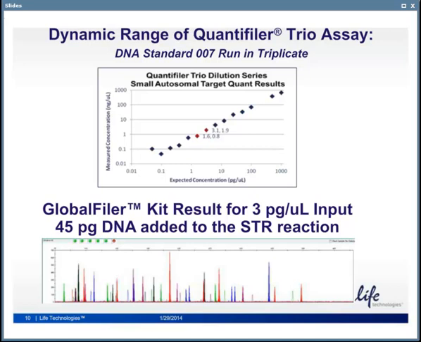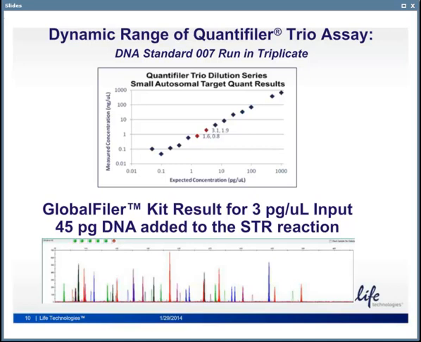And as you can see, on the x-axis I'm showing the expected DNA concentration, and on the y-axis I'm showing the measured DNA concentration. And we actually have a linear range below 1 picogram per microliter. So the sensitivity for this kit is much higher than previous generation kits.